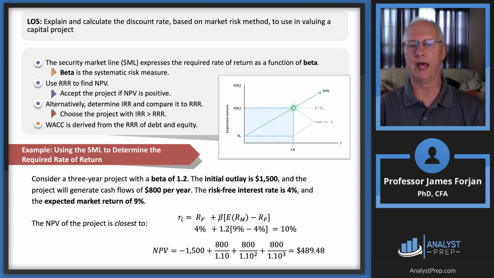And then there's the net present value using the regular old formula that you used back in kindergarten. Of course, you can do cash flow 0 is minus 1,500. Cash flow 1 is 800, and then frequency, or n, equals 3, I equals 10, solve for NPV, 489.